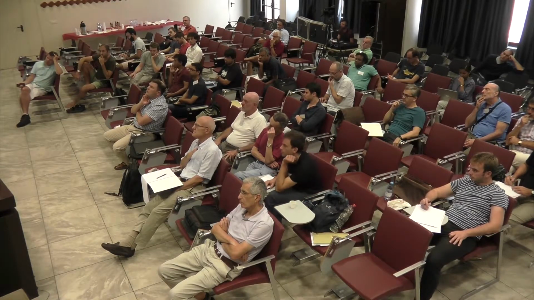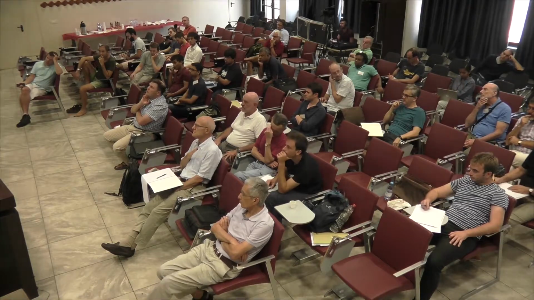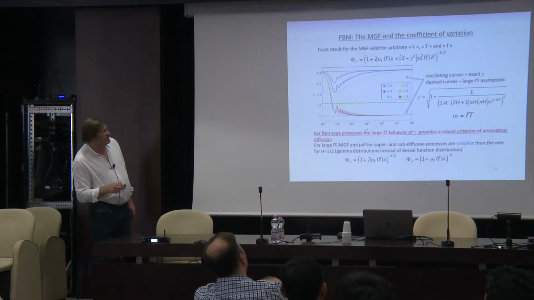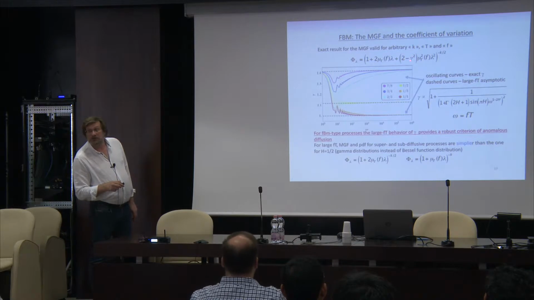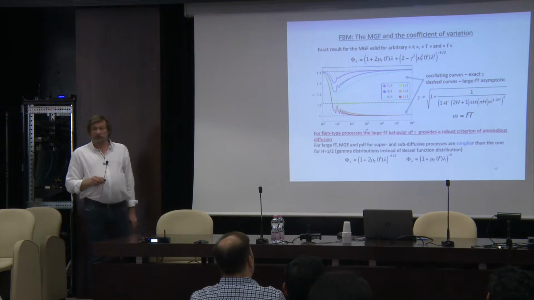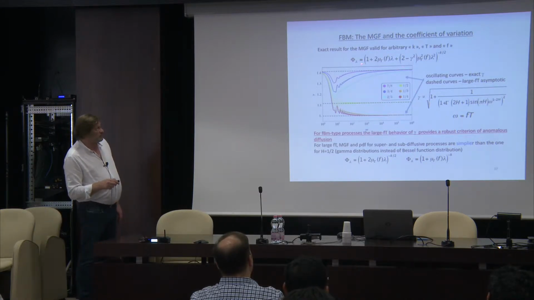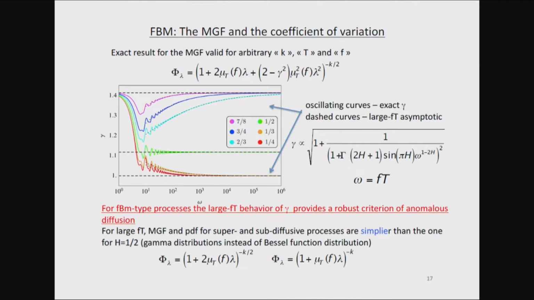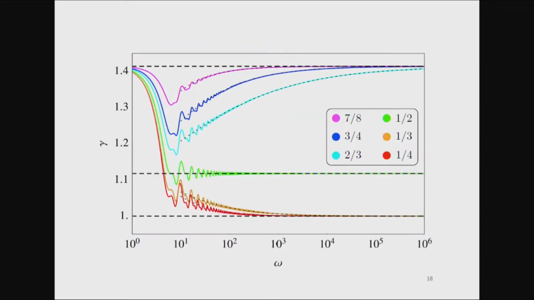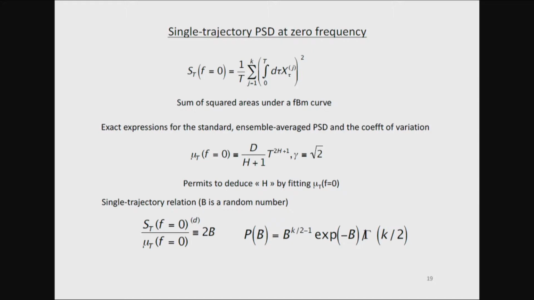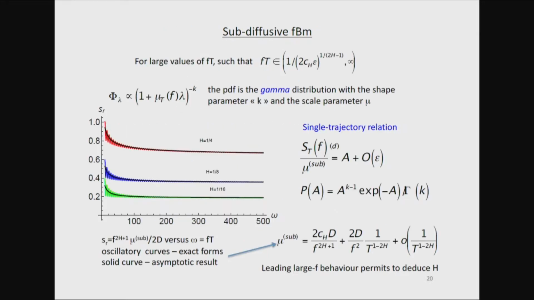Now, of course, if you look here, you see that for superdiffusion gamma saturates at square root of 2, so this becomes 0, and the distribution will be even simpler. If gamma goes to 1, like in the case of subdiffusion, it is even simpler because this becomes a full square. And that's it. So this is just the case of zero frequency, where basically you look at the distribution of the area under the FBM curve, and you can calculate it exactly, the full distribution.